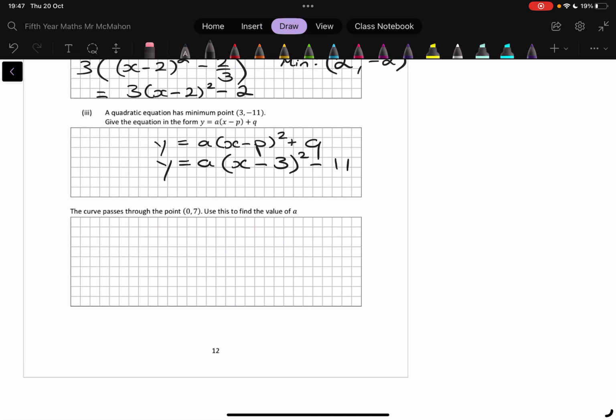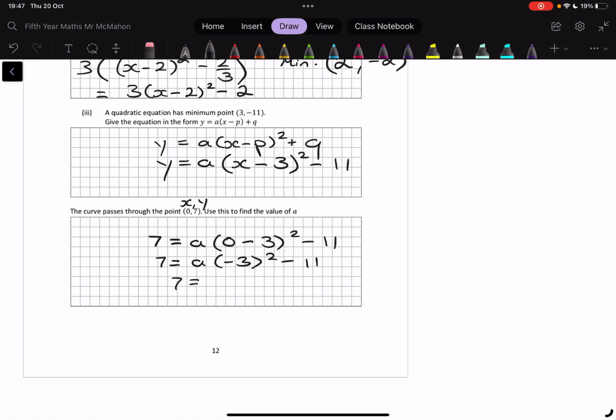Next, we are told a point that the curve passes through, which is (0, 7). We have to recognize that that point is xy coordinates, and when we say that the curve passes through that point, we mean that that point will satisfy the equation. So when y is equal to 7, x is equal to 0. So 0 minus 3 squared minus 11. We can tidy it up a little bit before we go any further.